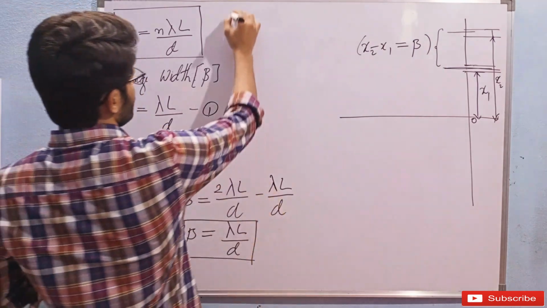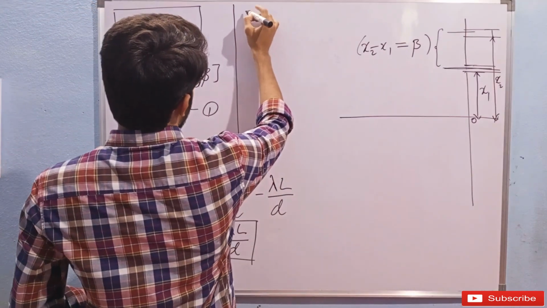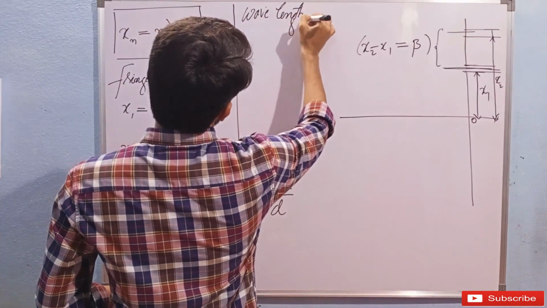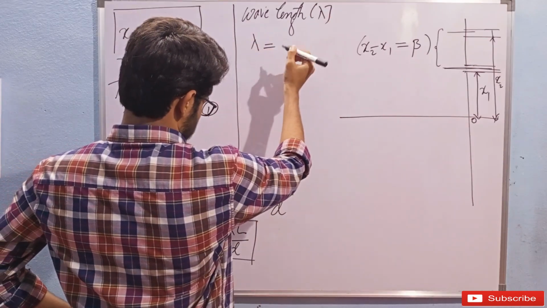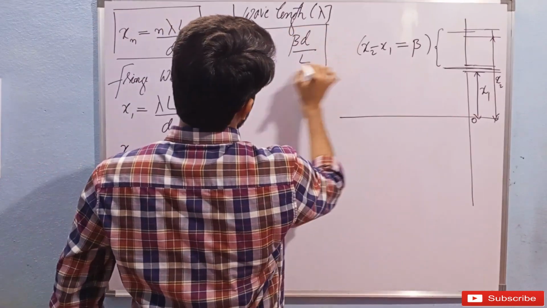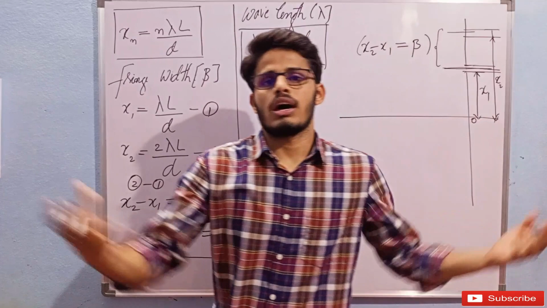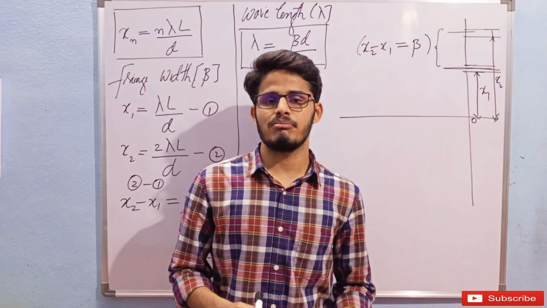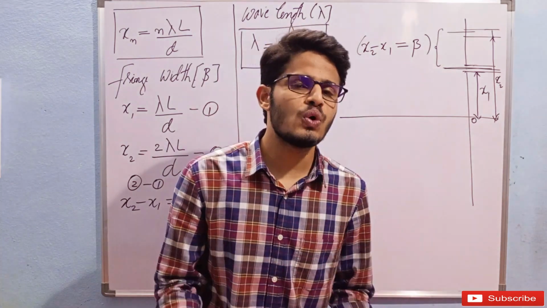And once you know the fringe width beta, with this expression we can also find out one more thing, that is wavelength lambda. So lambda can be written as beta d by L. So if you don't know which wavelength of light you are using, you can use Young's double slit experiment, and with that experiment you can find out the wavelength of light which you are using and which is unknown to you.